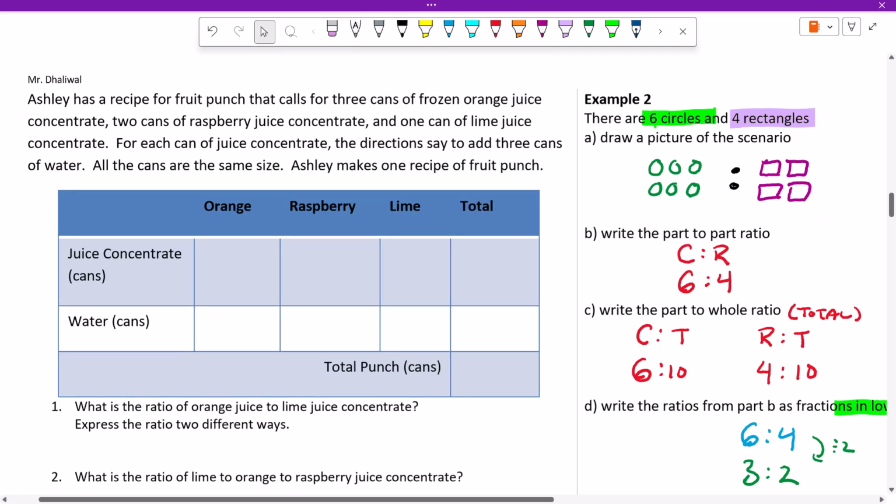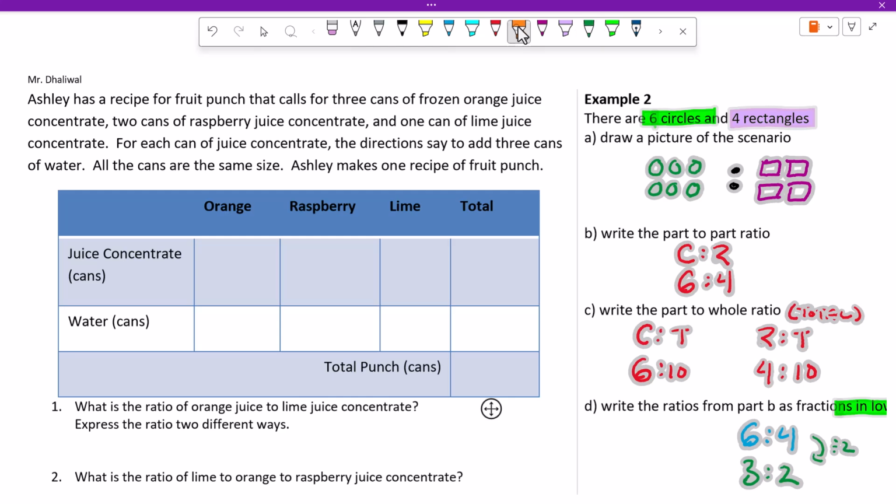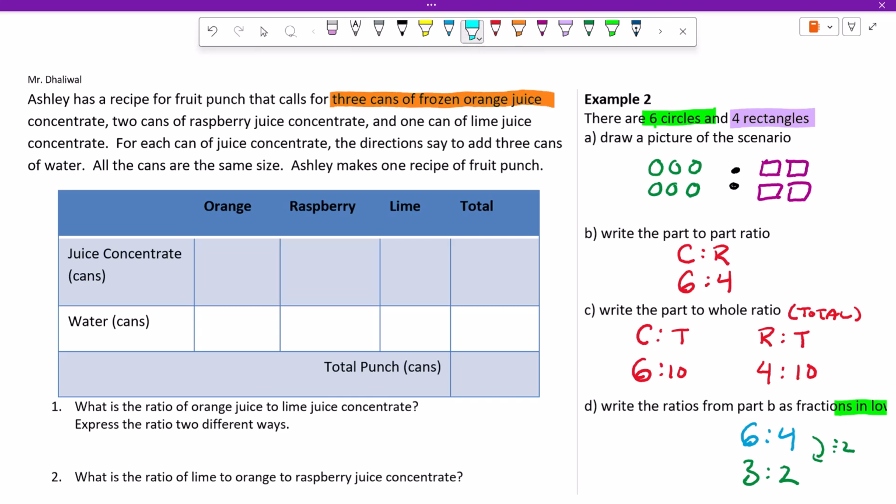Ashley has a recipe for fruit punch. It calls for 3 cans of frozen orange juice concentrate, 2 cans of raspberry concentrate, and 1 can of lime juice concentrate. On the back of the label, it says to add 3 cans of water for every can of concentrate. So now we want to take all of this information and write it in the table.